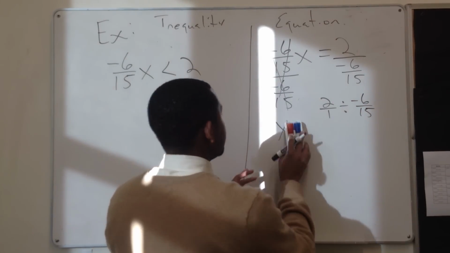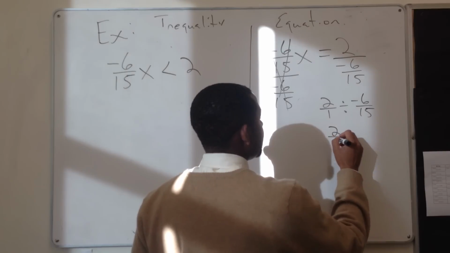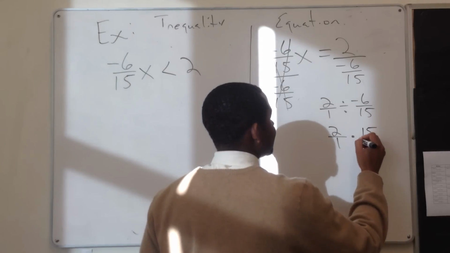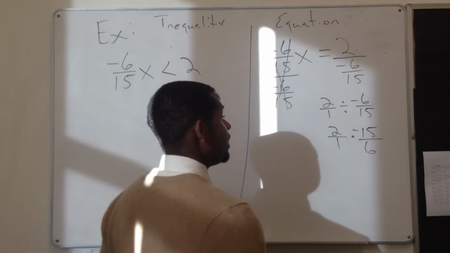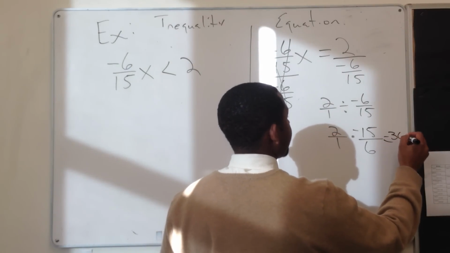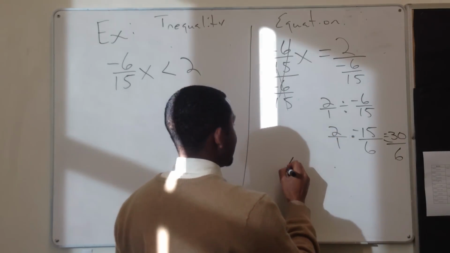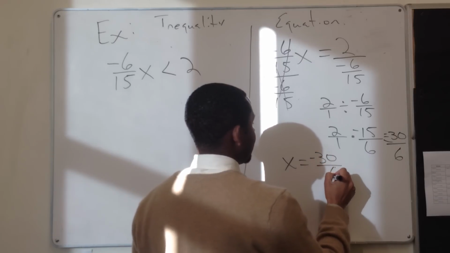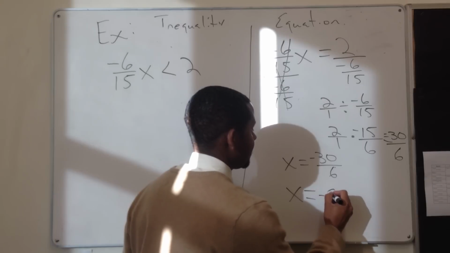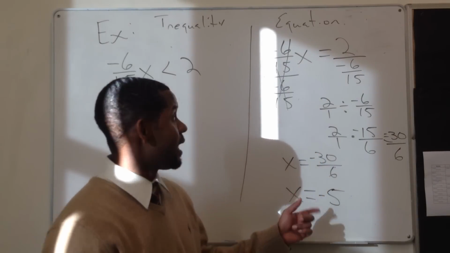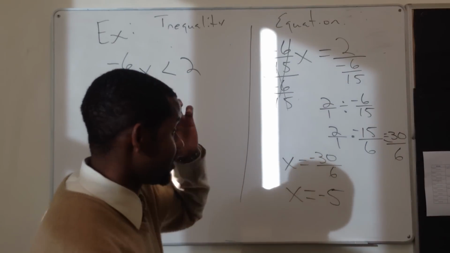But you all are smart and you realize that's not how I divide fractions. I need to do some work. So I need to multiply, and I need to flip the second fraction. Still a negative, I just flipped it. So I end up with -30 over 6. So x equals -30 over 6. And simplifying that, -30 divided by 6 is -5. X equals -5. Okay? This is equations.